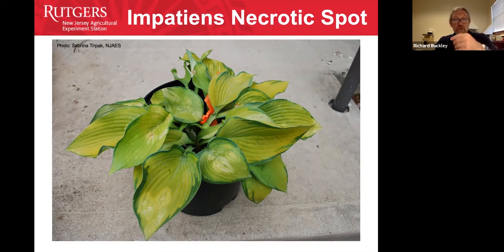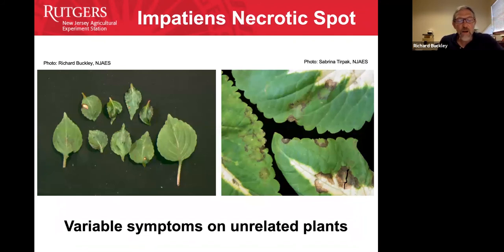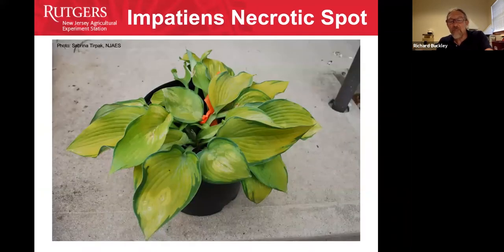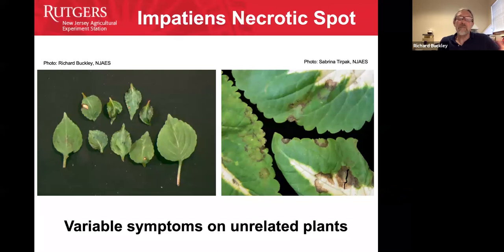You see the rings here. Now, if you look at impatiens necrotic spot on other plants, you find that every plant that gets it has a unique symptom. So here's the thing about viruses, right? Four different viruses can cause the same symptom on a plant, or every different virus can cause a different symptom on every different plant. So it's really difficult to look at a plant. I can't look at that and go, it's impatiens necrotic spot, because it might be cucumber mosaic virus, right? You can tell that it's dysfunctional, that there's a symptom there, but naming the virus is a difficult thing. We need an antibody-based test kit or something like that to name the viruses.